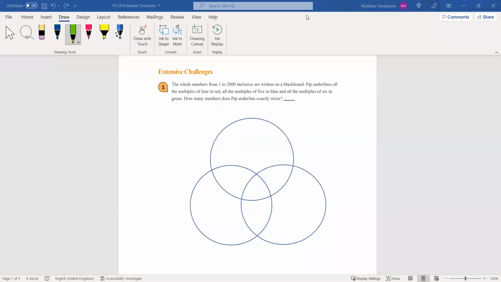Year 5, Lesson 9, Extensive Challenge 1. The numbers from 1 to 2000 inclusive are written on a blackboard. Pip underlines all the multiples of 4 in red, all the multiples of 5 in blue, and all the multiples of 6 in green. How many numbers does Pip underline exactly twice?